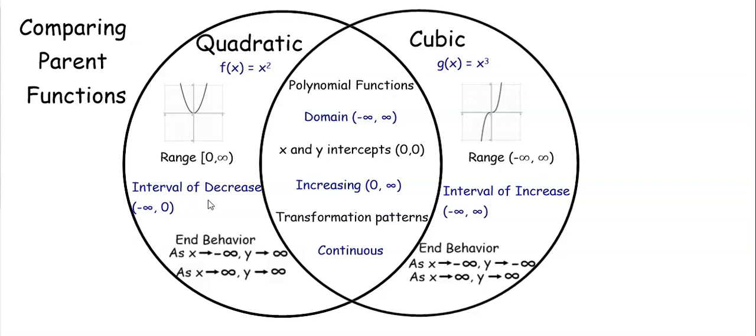The quadratic function has an interval of decrease from negative infinity to 0. Whereas the cubic function, it does not have an interval of decrease, but its interval of increase is throughout its whole domain. So they're both increasing from 0 to positive infinity, but the cubic function is actually increasing more than that. It's increasing from negative infinity to positive infinity. Whereas the quadratic function, it has an interval of decrease.